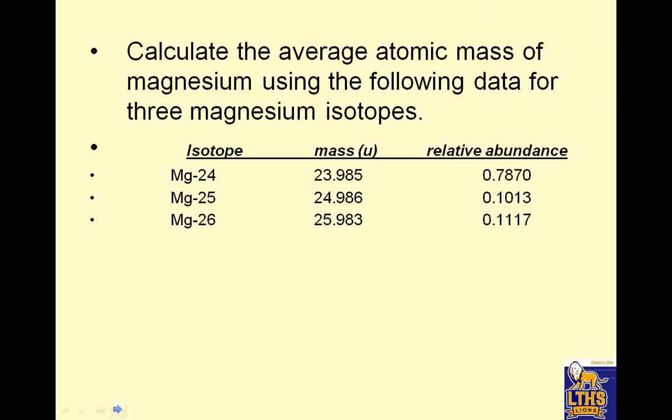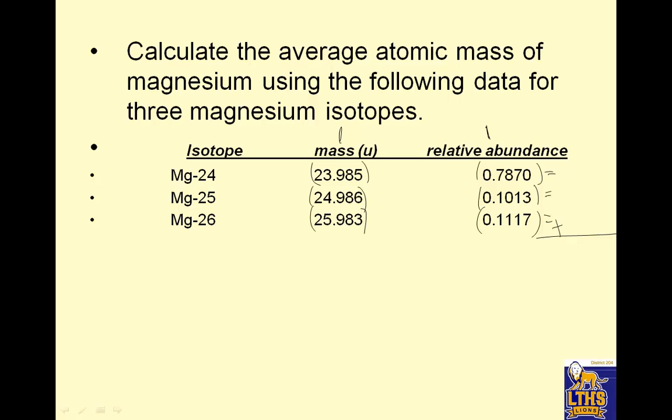Calculate the average atomic mass of magnesium using the following data for magnesium isotopes. So again, remember what I did was I took the mass times the abundance. Now notice they put it in decimal form for me already. Alright, so I just multiplied those things and got a number. And then I'm going to add all these up. So how do I find the average atomic mass? Mass of the isotope times the abundance in decimal form, and then add it.